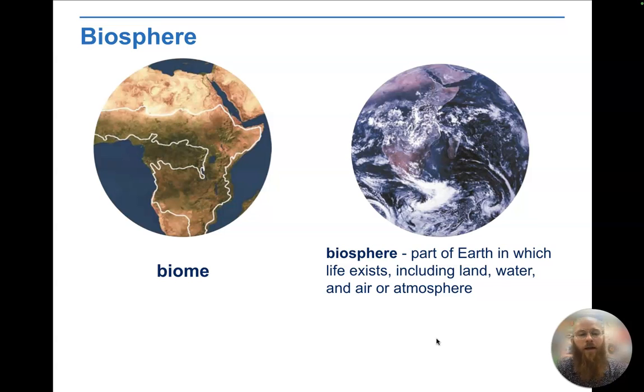And finally, if you take all of those different biomes, right? So you might have deserts and tropical rainforests and tundras. If you take all of those different biomes, all those different types of ecosystems with similar climates and similar organisms, if you compare or combine all of those together, then at that point you would have that fully encompassed biosphere, which is just the part of the earth in which life exists. So land, water, air, all of the organisms that live on planet Earth are collectively referred to as the biosphere.